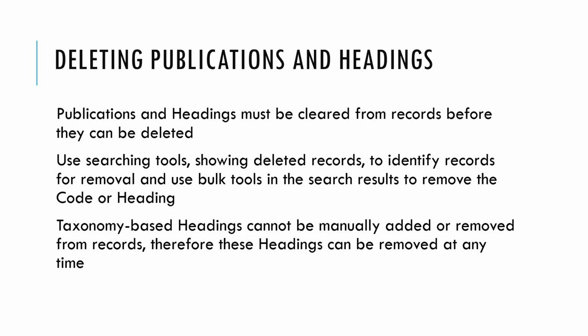Taxonomy-based headings are automatically assigned based on the taxonomy, and therefore you don't have to clear them out first before you delete them. So that's the one exception. If the heading is taxonomy-based, you can't either add or remove those kinds of headings manually, and therefore anytime you want to get rid of them, you can. And that's in part because if you did delete a taxonomy-based heading, all you would have to do to recreate it is put the taxonomy search back in, and it would re-index to all the records automatically. So it's not really easy to accidentally lose data there because it's so easy to recreate.